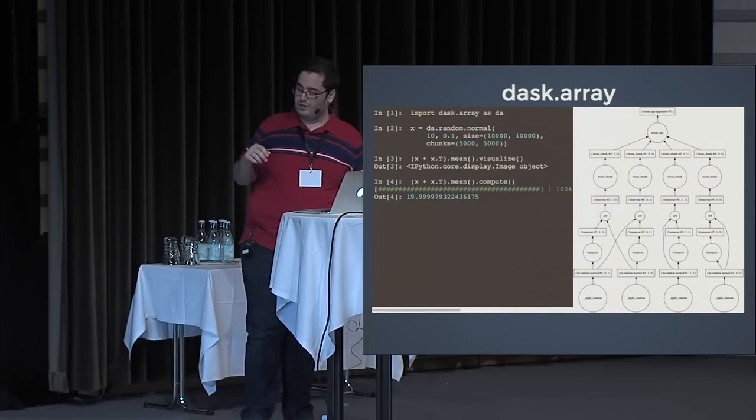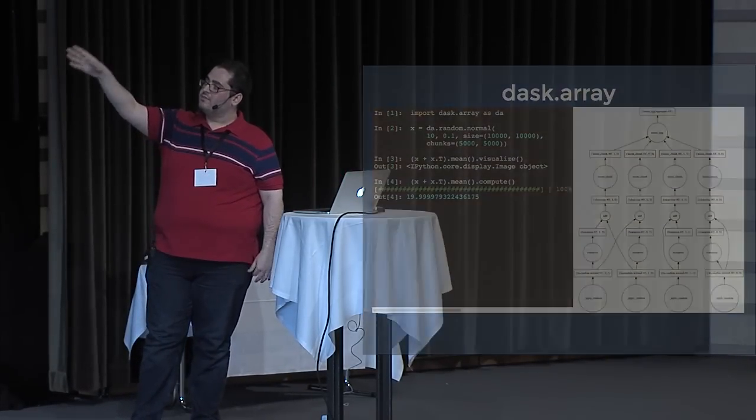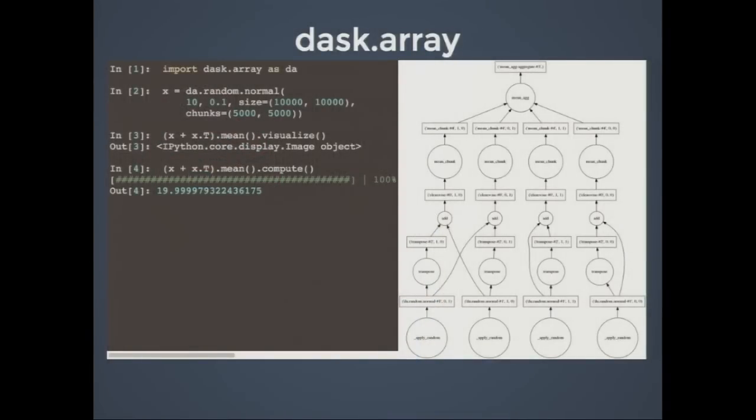This is another example where I did more, as we can see, more sophisticated things. So I calculated the transpose of that array, added it to the original array, then calculated the mean, and then visualized. And as we can see here, we have this fantastic progress bar when you are calculating that compute. You can really see what's going on, how much of the task has been done.